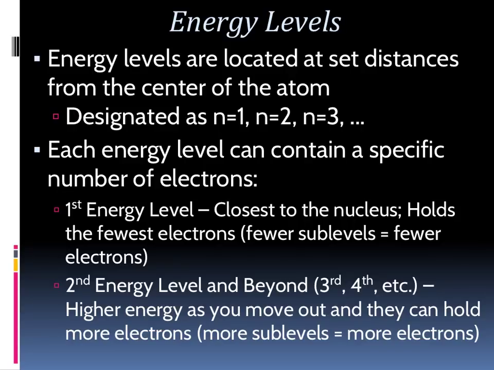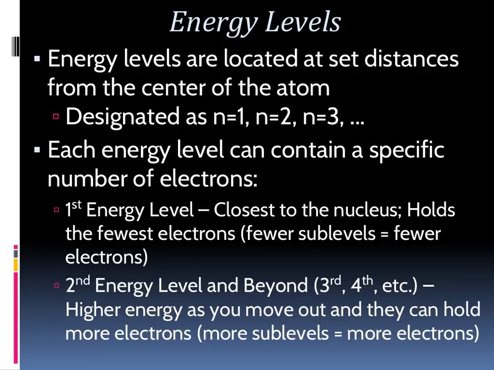So even though we know that the Bohr model of the atom is not considered to be the correct model any longer, we do know that energy levels are located at set distances. You guys saw when we looked at the quantum mechanical model that there are areas or zones where you would find the electrons at the first energy level, at the second energy level, etc. Those energy levels, as mentioned, are designated as n equals 1, n equals 2, n equals 3. And every energy level can contain a specific number of electrons.